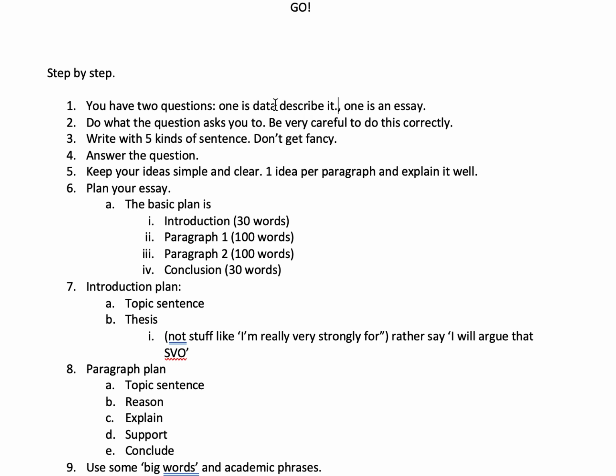It's like the number of something, and you describe and compare. And the other one is an essay, which we'll focus on now.